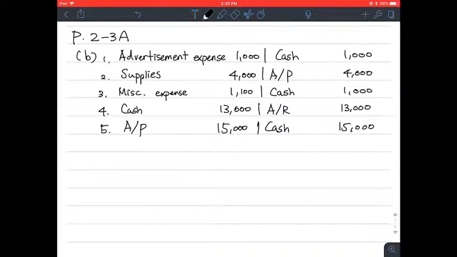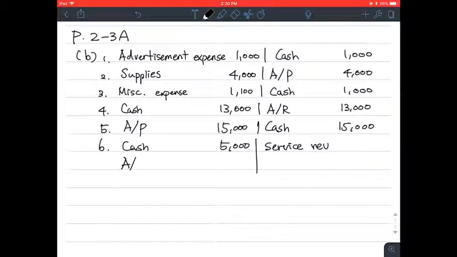Alright. And let's go to 6. Repair service performed during January for cash 5,000, on account 9,000. So that means there was a service revenue, right? And you received cash, 5,000, and you were not paid cash yet for the rest, so account receivable, 9,000, and the service revenue should be 14,000.